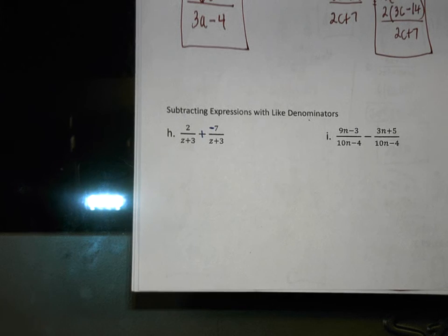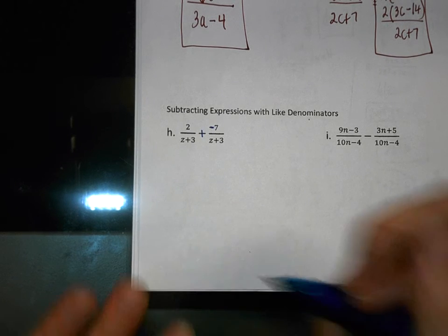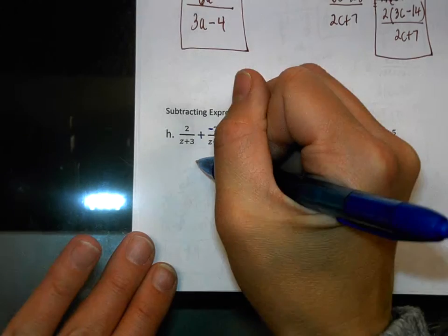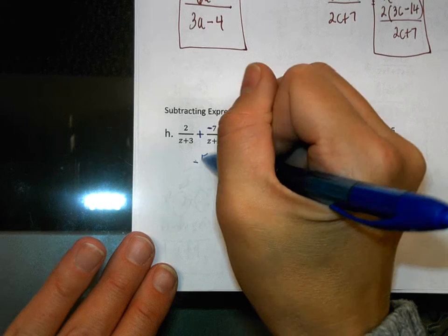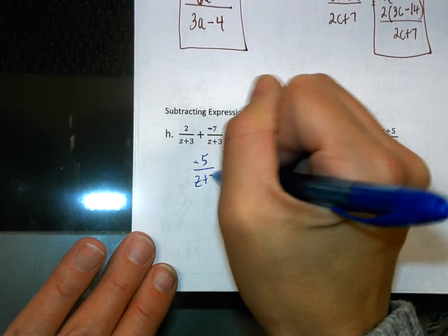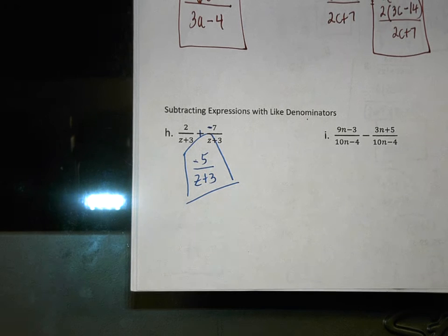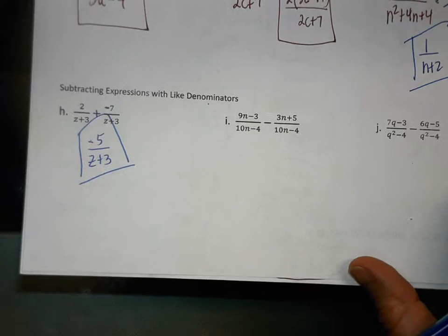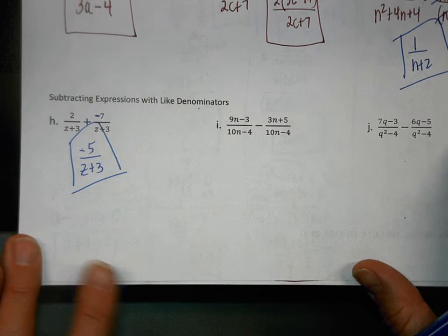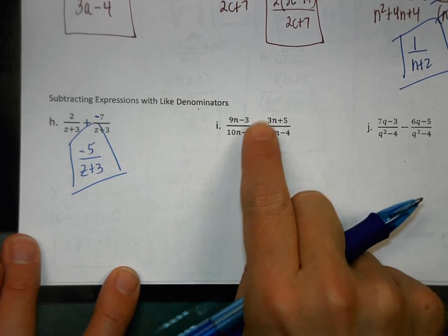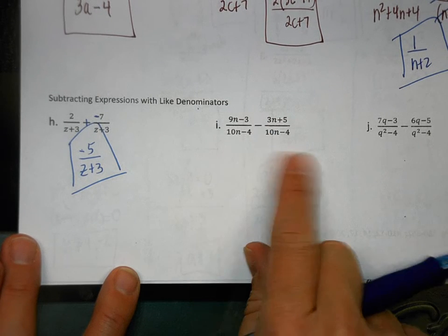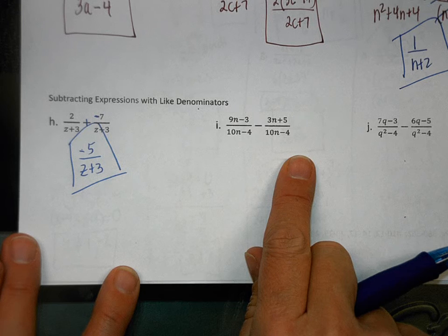So that means for H, what does that simplify to be? Good, negative 5 over z plus 3. There's nothing I can factor. That is my answer. Okay, so the same thing on I. We have to take this minus sign and distribute it to everything there on the top. I don't want to do it to the bottom because I want to keep those as like denominators.